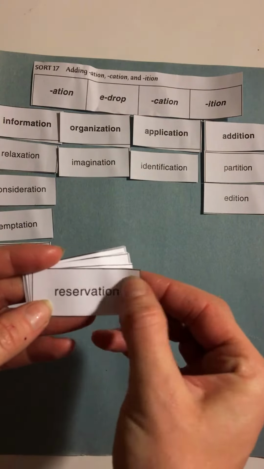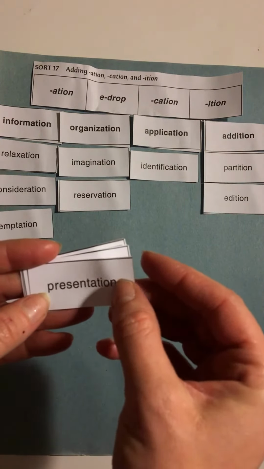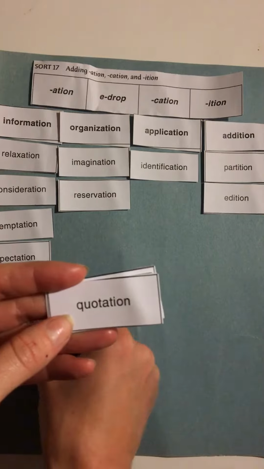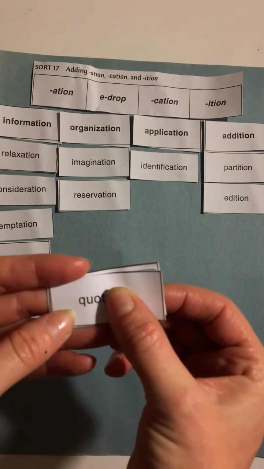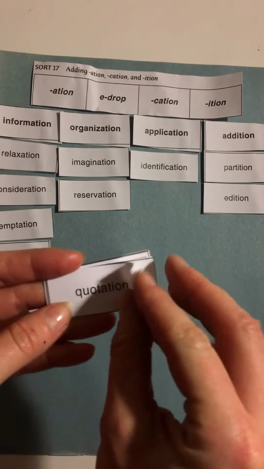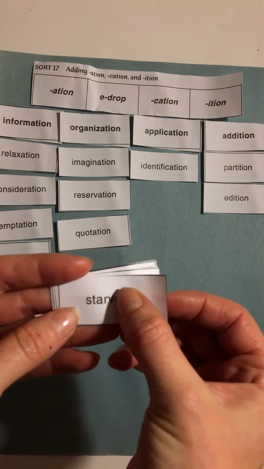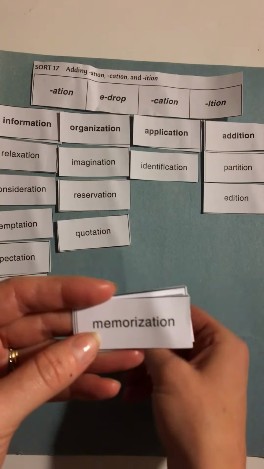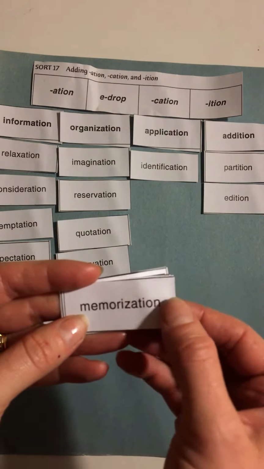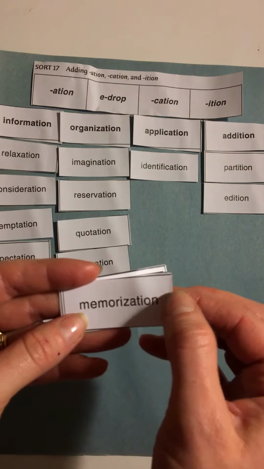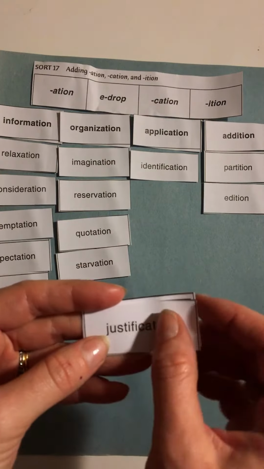Reservation. Reserve, e drop. Presentation. Quotation. So this would be the quote, but it's missing the e. Starvation. Supposed to have an e in the base word. Memorization. Comes from memorize.